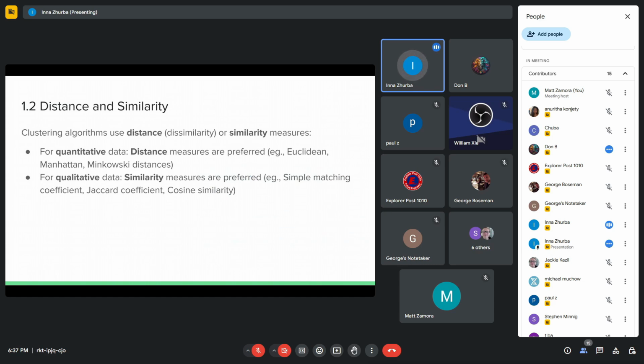We can try to cluster numerical data or categorical data. So for numerical quantitative data, we use distance as a measurement. We can use various types of distance, Euclidean, Manhattan. I will not go into detail on those. And then for qualitative data, we use similarity as the measurement.